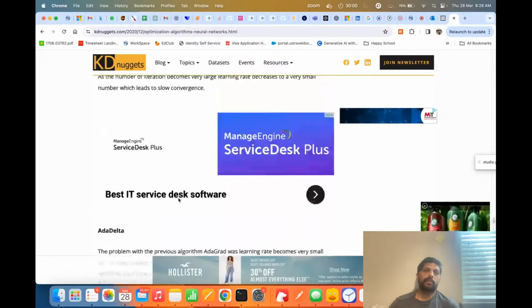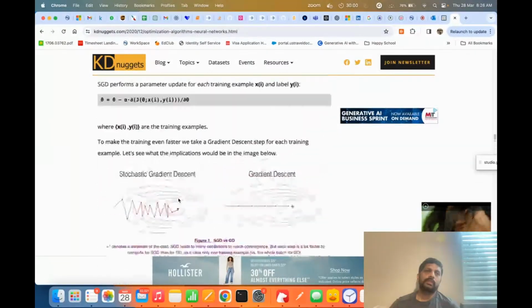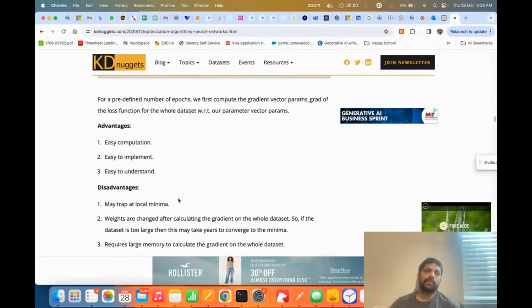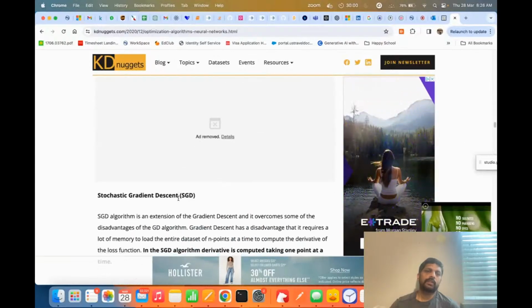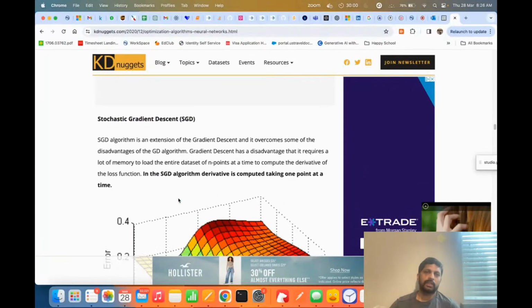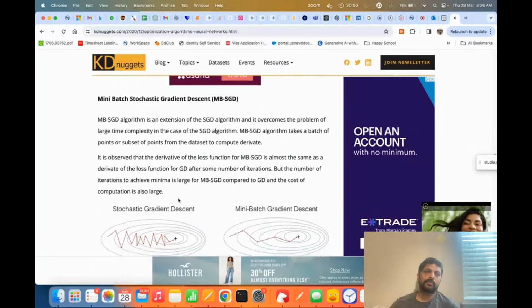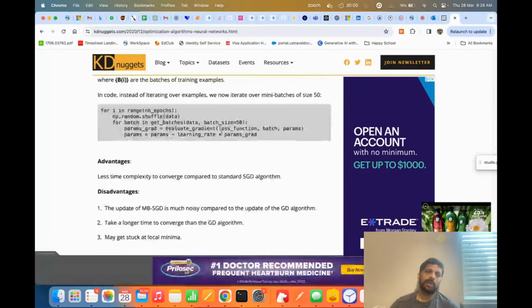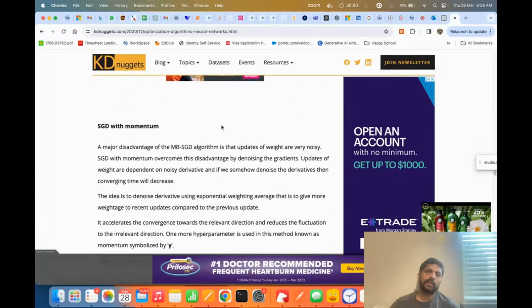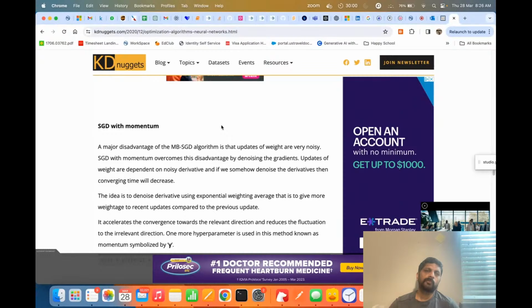See, stochastic is okay, I'm lost with these things. Stochastic is individual, each term, right? This is gradient descent. Stochastic is each term, and mini-batch SGD is mini batch, and SGD with momentum.